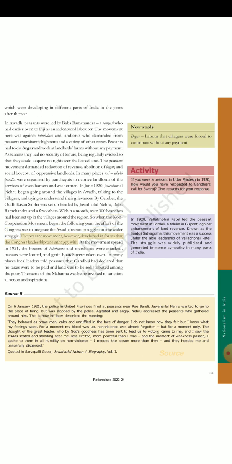The peasant movement, however, developed in forms that the Congress leadership was unhappy with. As the movement spread in 1921, the houses of talukdars and merchants were attacked, bazaars were looted, and grain hoards were taken over. In many places local leaders told peasants that Gandhiji had declared that no taxes were to be paid and land was to be redistributed among the poor. The name of the Mahatma was being invoked to sanction all action and aspirations.